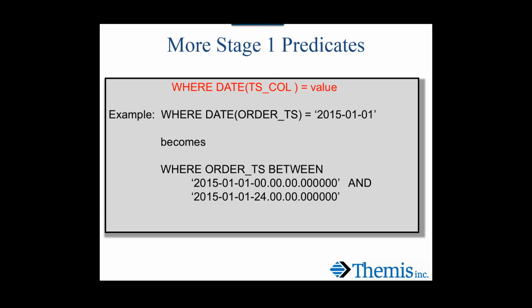24:00. That's midnight the next morning essentially. If I can get you to write it that way, then that is a stage 1 indexable predicate, where the date of a timestamp is a stage 2 predicate. So in version 11, query transformation comes along and rewrites that for you. Okay, so things that you wrote that were stage 2 non-indexable predicates become stage 1 indexable.